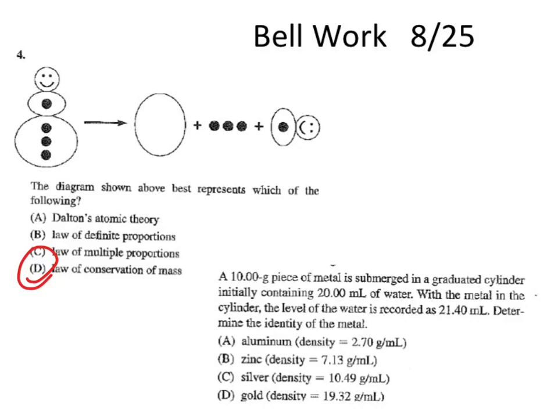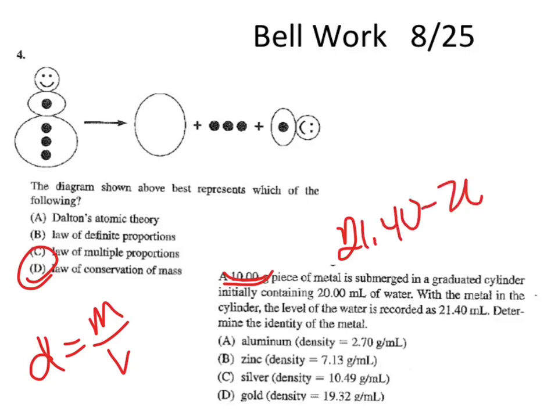How would we solve it? How do we find density? Density is mass divided by volume. We know the mass is 10. We got the volume by displacement, which is 21.40 minus 20, so 1.4. So the answer is B, zinc. Any questions over that? How to find volume using displacement.